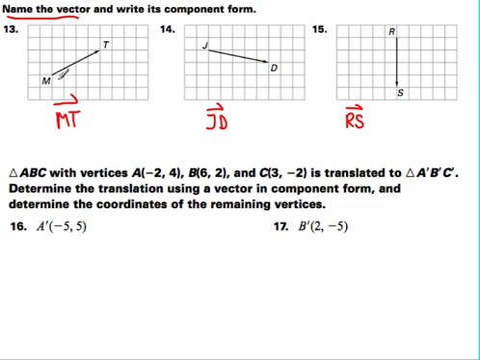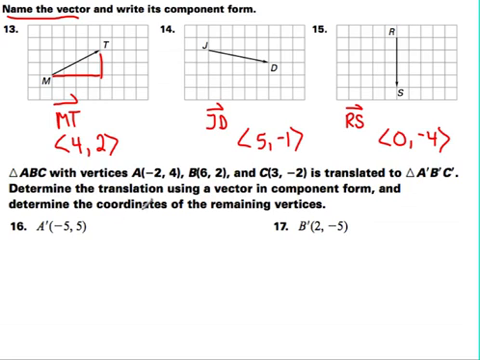Next, when we're talking about the components form, so how do we get there? How far to the right do we go? Well, we're going to go over 4. So that's a positive 4. We go up 2. So that gives me a 2. Okay. For the second one, I am going to the right 5, and I'm going down 1. And for the third one, I'm not going to the right or the left, but I'm going down 4. So there's that.